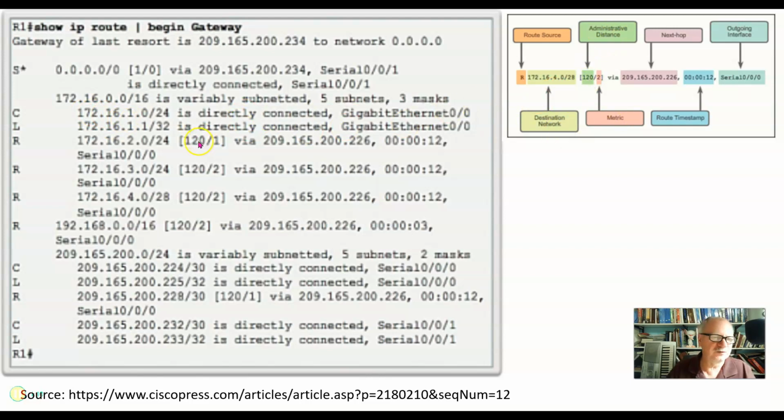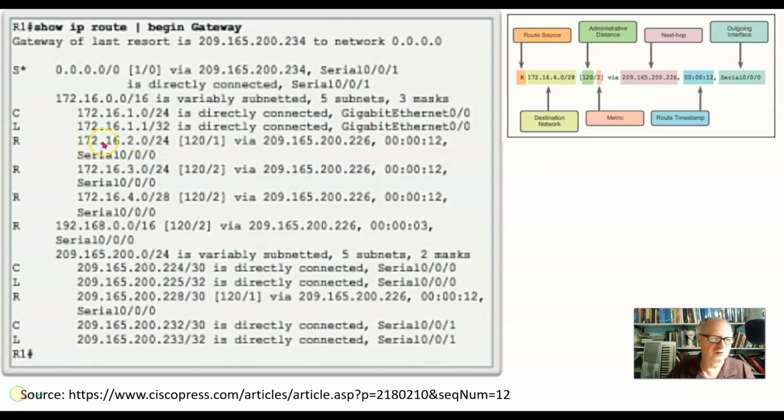Next is the administrative distance. Right here in this case of RIP, it's 120. Remember that it's 0 for directly connected, and it is 1 for a static route. The next number over here is something called the metric. Now, the metric is, according to this routing protocol, what is the best way to get to something? How do I describe that? In the case of RIP, it's the number of hops it's going to take to get to a network.